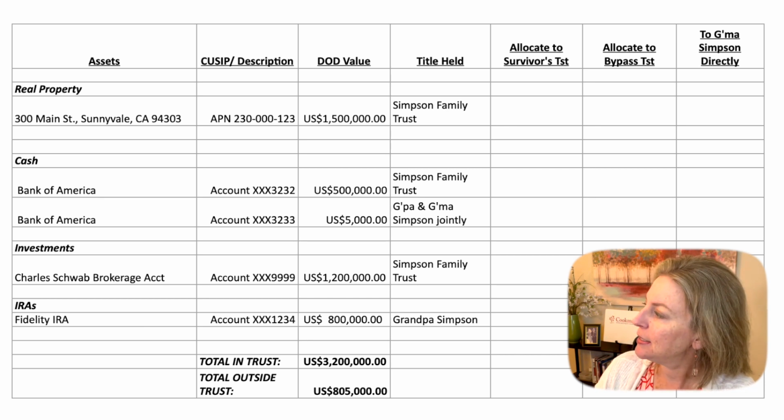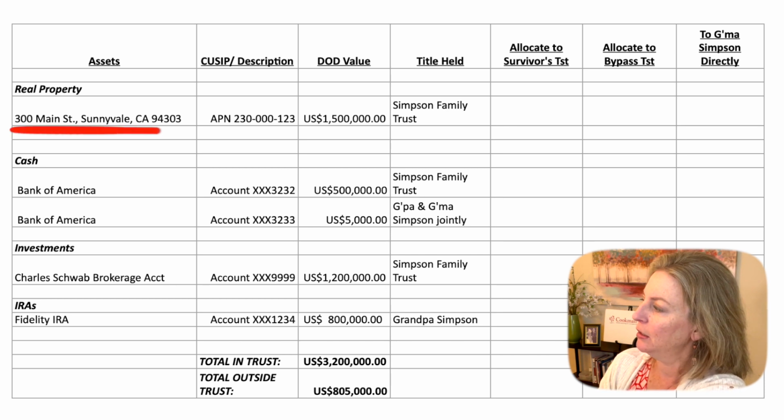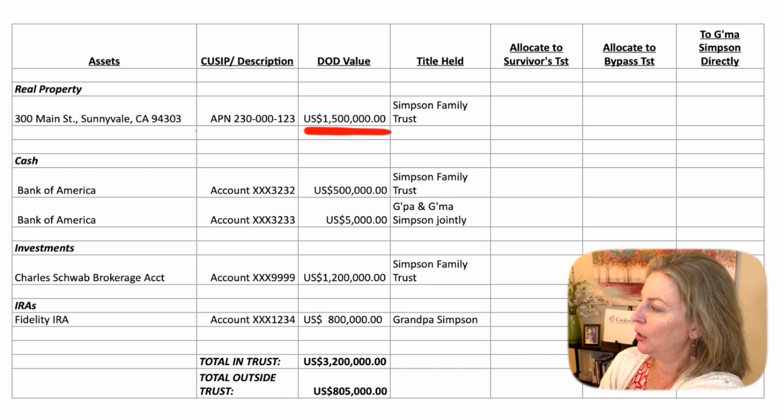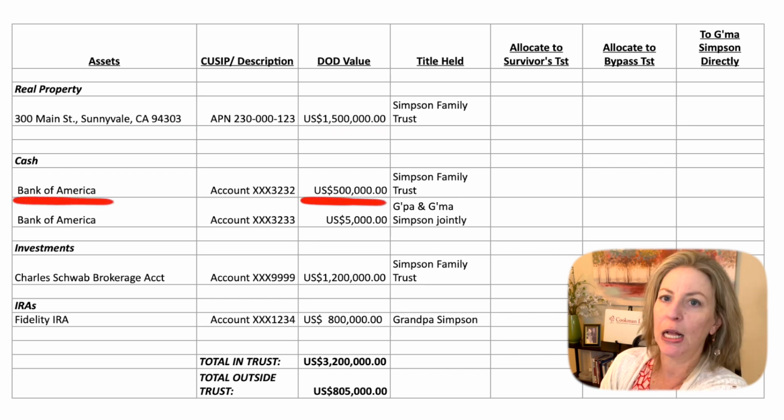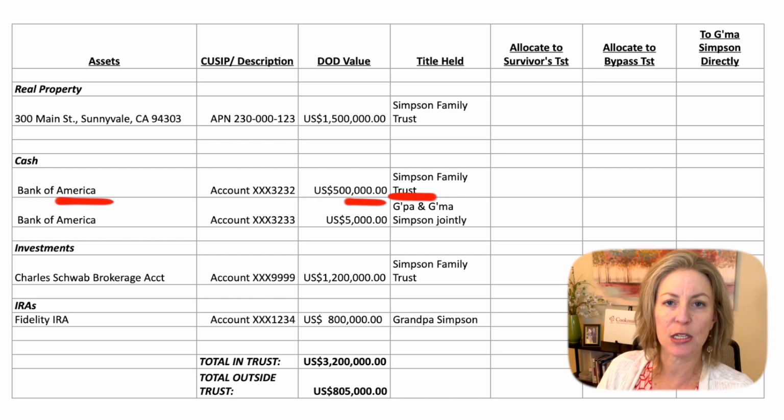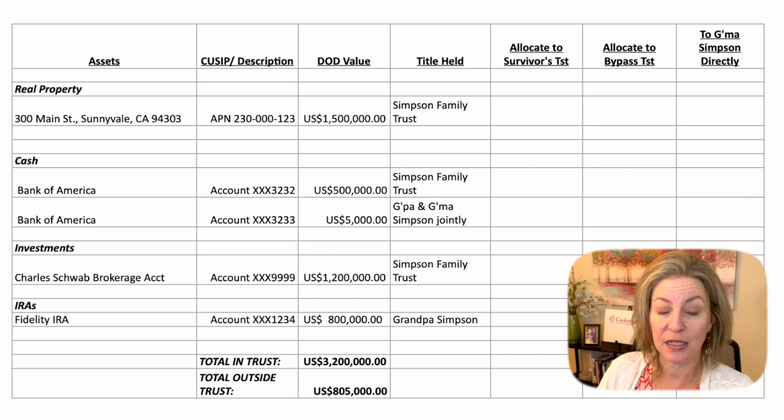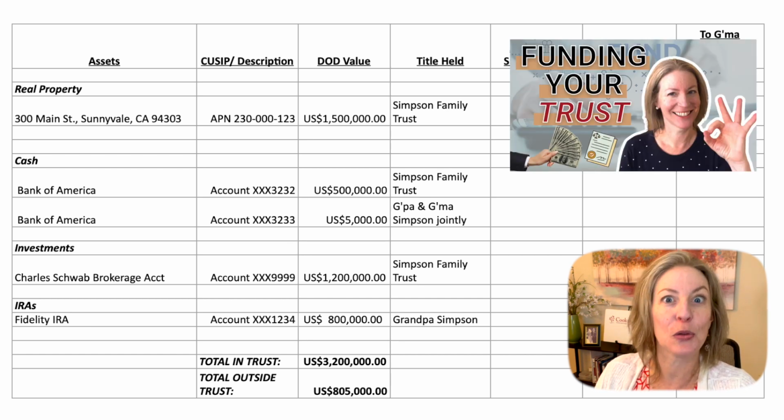All right, so let's see, what do they own? Let's say that they own a house in Sunnyvale for about $1.5 million. They have a large bank account in cash, it's $500,000, and both of those are held in the Simpson Family Trust. So you really want to make sure everything's titled properly in the name of the trust. And to learn how to do that, I have a video on funding the trust, so you can always look at that.